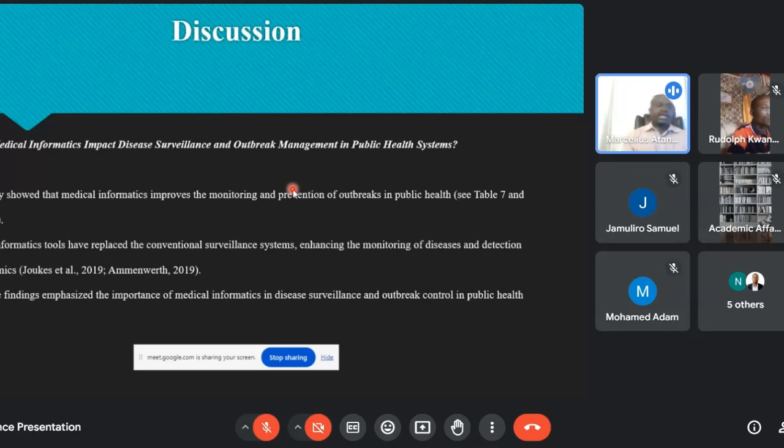This study also showed that health informatic tools have replaced conventional surveillance systems, enhancing the monitoring of disease and detection of epidemics. This is obvious in many different countries. I'm not sure what the scope of this is in developing countries, but in advanced countries, this has played a very positive role. Thus, the finding emphasized the importance of medical informatics in disease surveillance and outbreak control in public health systems.